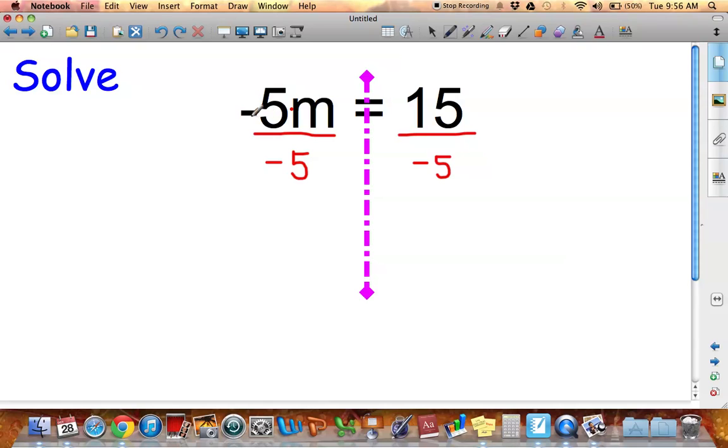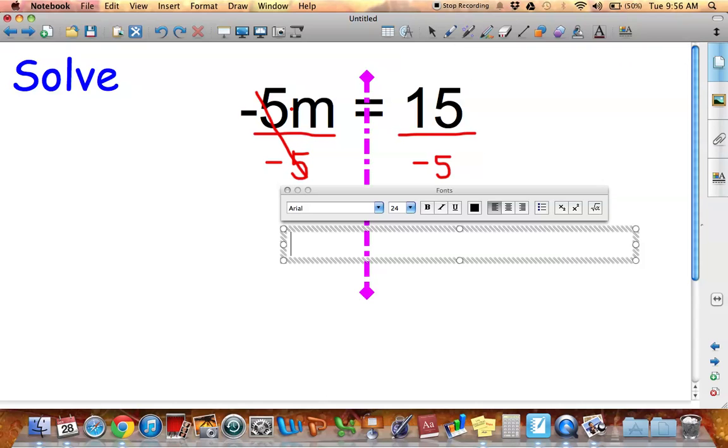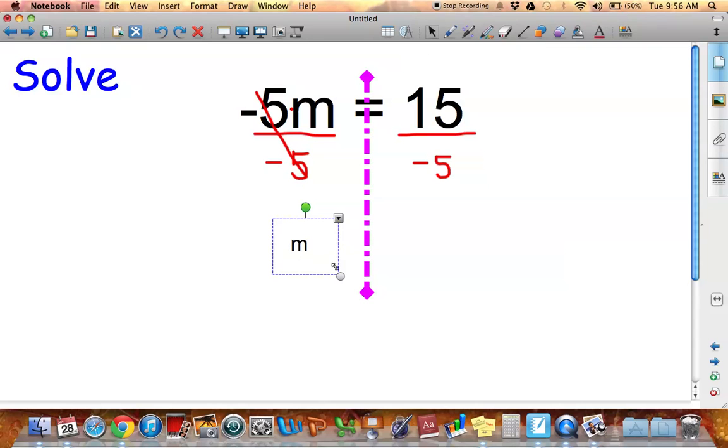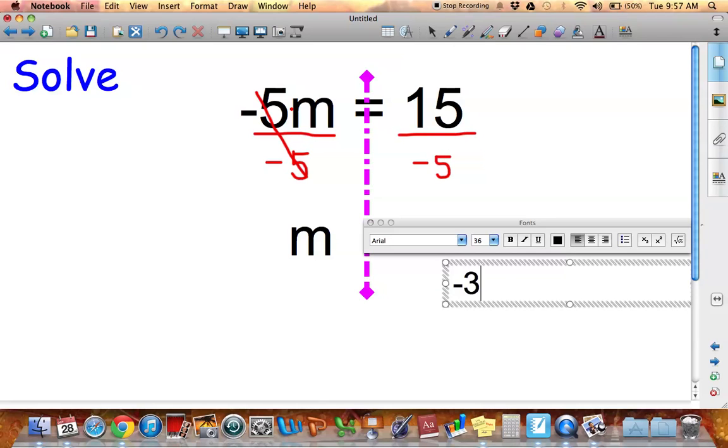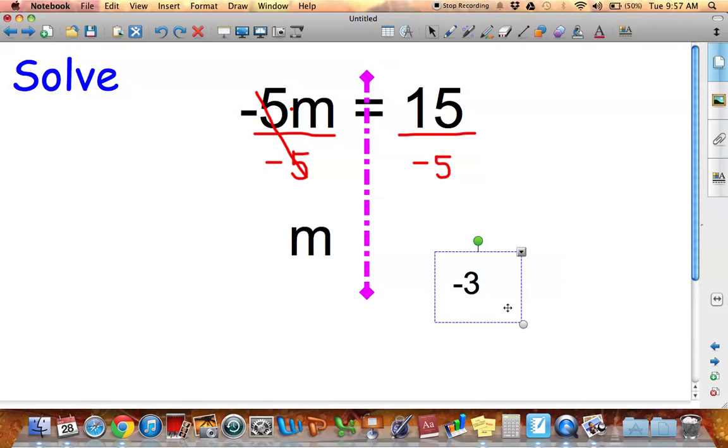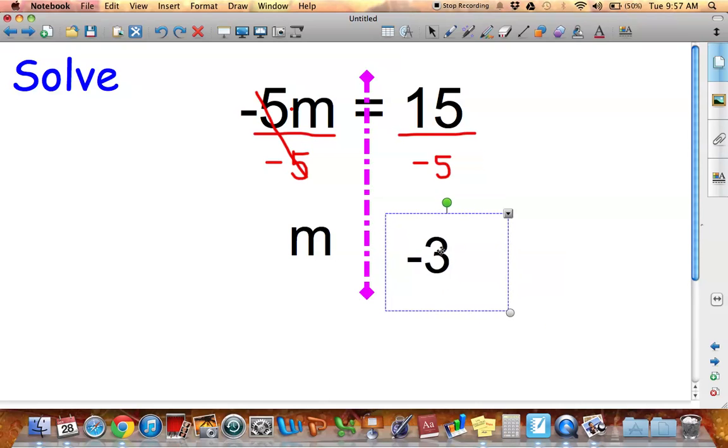Okay, so over here, negative 5 divided by negative 5 is going to equal 1, which is exactly what we want because that is going to give us 1m on the left side. Exactly what we want to see when we're solving. So over here, we've left it so that it's just m. On the right side, I know that 15 divided by 5 is 3, but you just have to remember that a positive divided by a negative is going to give us a negative answer. So my answer is going to be negative 3.